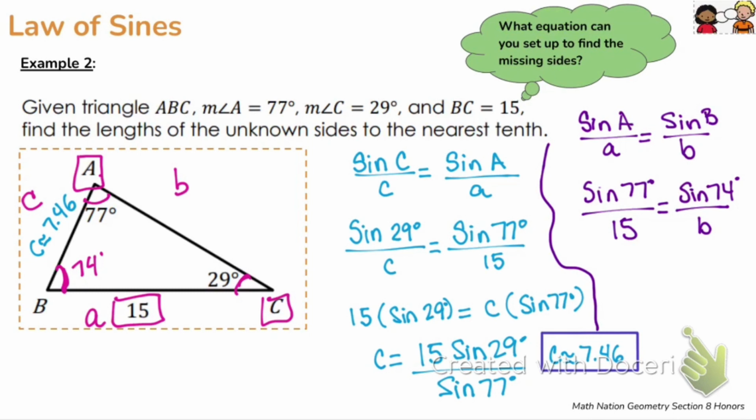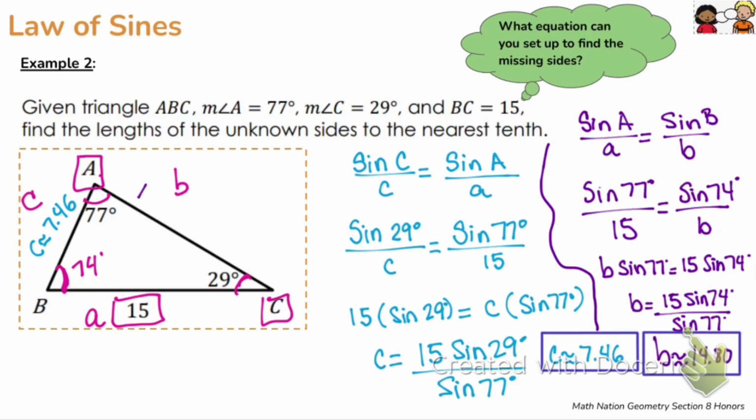We're going to cross multiply just like we did before, and we get b times sine of 77 equals 15 times sine of 74. Then we divide both sides by sine of 77, and we get b equals 15 times sine of 74 divided by sine of 77. We put all of that in the calculator, and we get that b is approximately 14.80. Perfect.